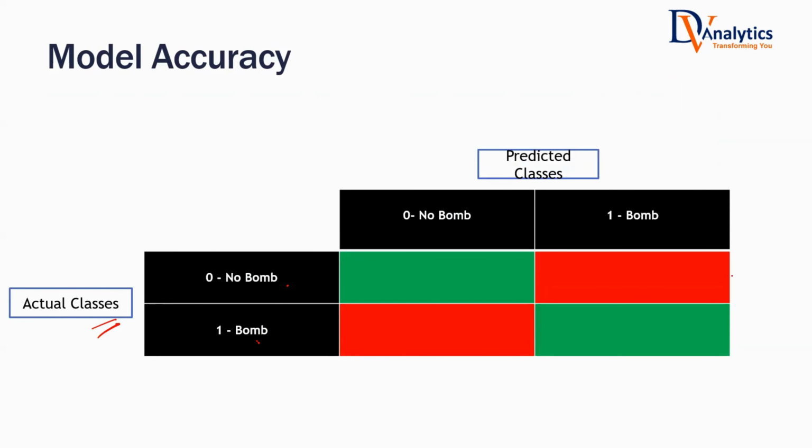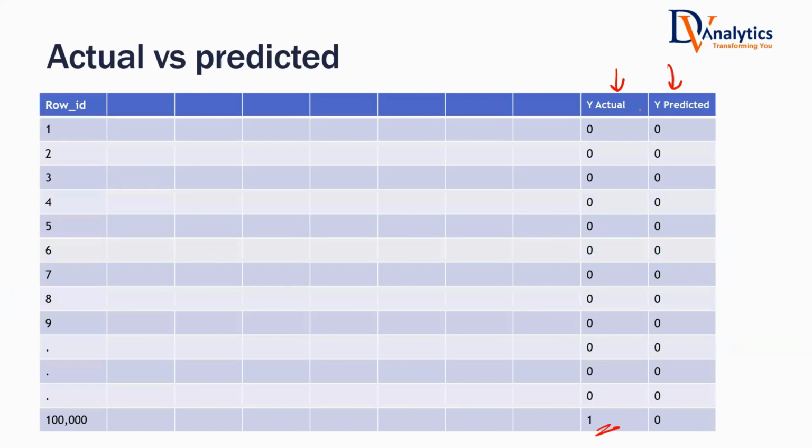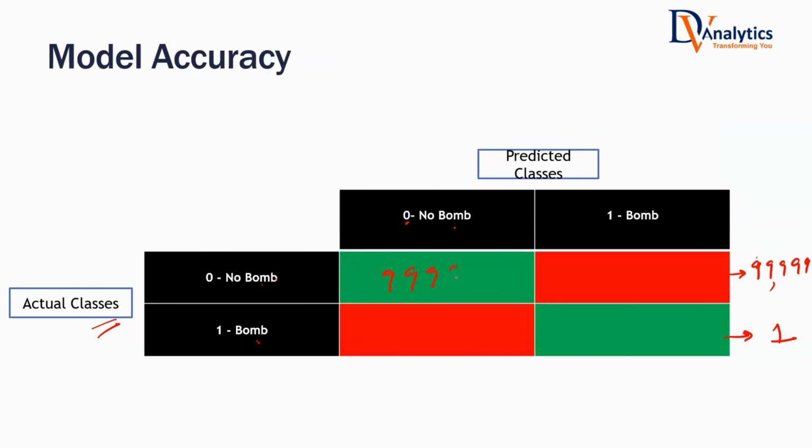So overall, how many zeros are there in the y actual? Total, how many cars without the bomb are there? If I look at this row total, how much would that be? 99,999. Make sense? How many cars are there with the bomb? 1. Overall, one. Now, out of these 99,999, how many are predicted as no bomb? 0 predicted as 0. How many times did that happen? 99,999. Okay, that's good. 0 predicted as 0.